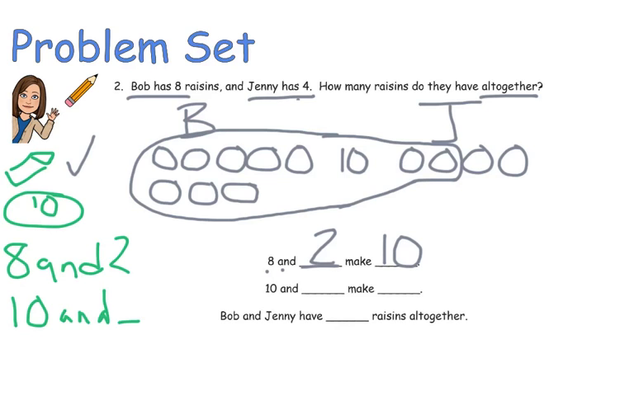And then the next step is our 10 and to find our total. So 10 and we have 2 left over here. And 10 and 2 make 10, 11, 12. 12. Because this is a word problem, we do have to answer our question. How many do they have altogether? And it says Bob and Jenny have 12 raisins altogether.